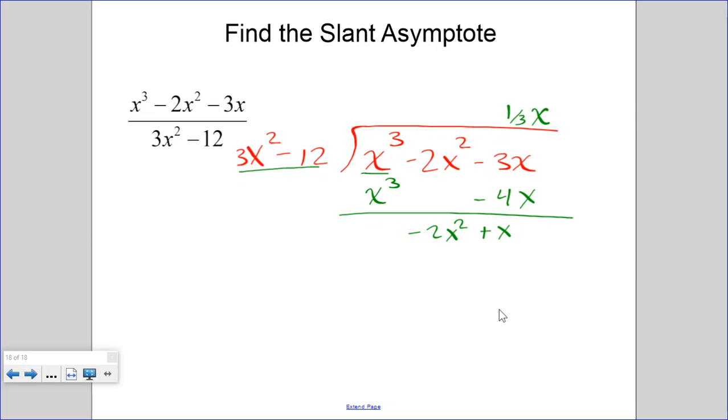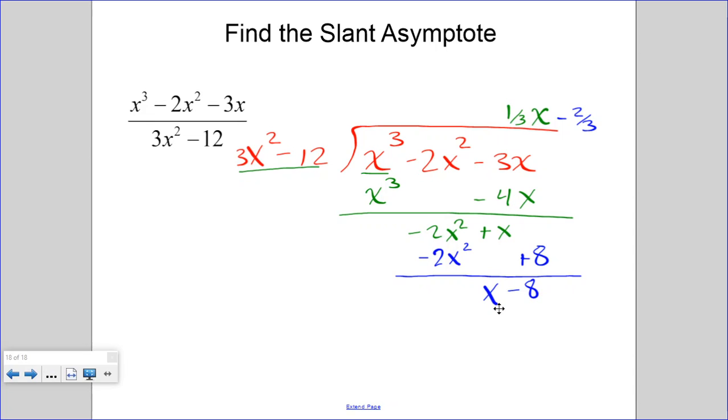Now, putting 3x squared into negative 2x squared would be negative 2/3. Which would give me negative 2x squared plus 8. Again, that's going to skip over the x. I almost missed that. And when I do that subtraction, I'm going to get x minus 8.